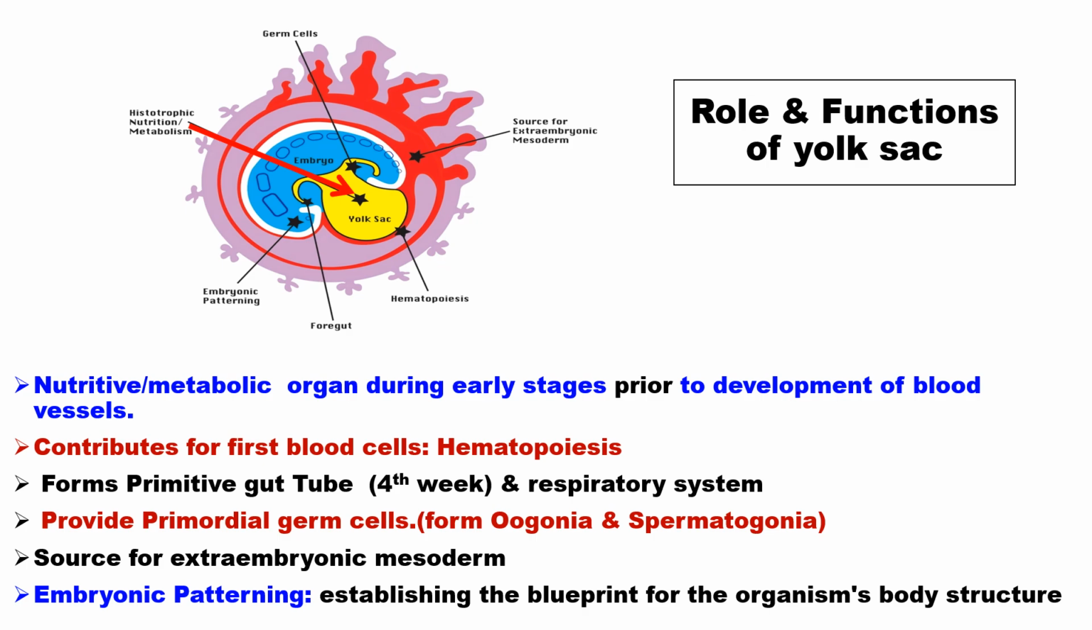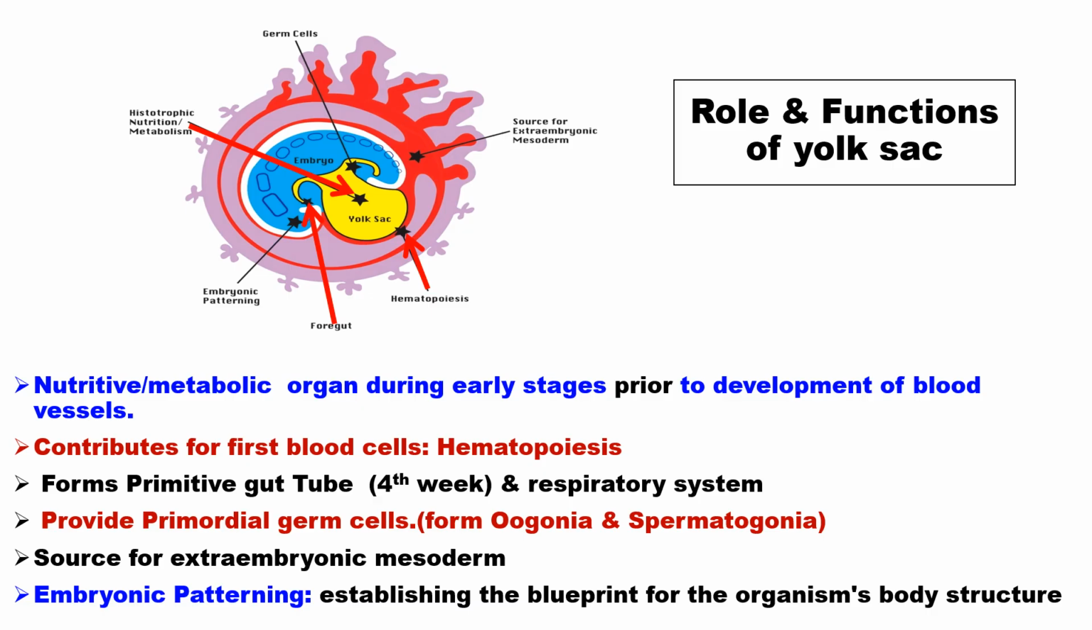The most important function of the yolk sac is as a nutritive or metabolic organ during the early stages of development of the embryo, prior to the development of blood vessels. It also contributes the first blood cells, which appear along the splanchnopleuric mesoderm lining the yolk sac. It forms the primitive gut tube around the end of the 4th week, and from the primitive gut tube it also forms the respiratory system.